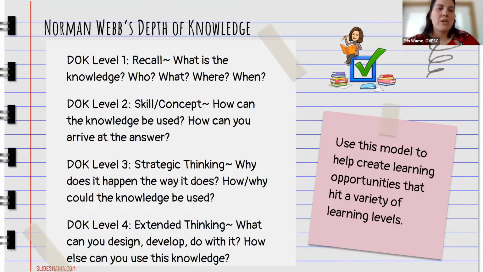So when we go with the DOK level 1, we're talking about our basic recall questions. So what is the knowledge? The who, the what, the where, the when. What do we want the students to really know and recall? DOK level 2 is your skill and concept. What skills are you wanting the students to use? What are you wanting them to do? How can you arrive at this answer? DOK level 3 is strategic thinking questions. Why does it happen the way that it happens? How can this knowledge be used?